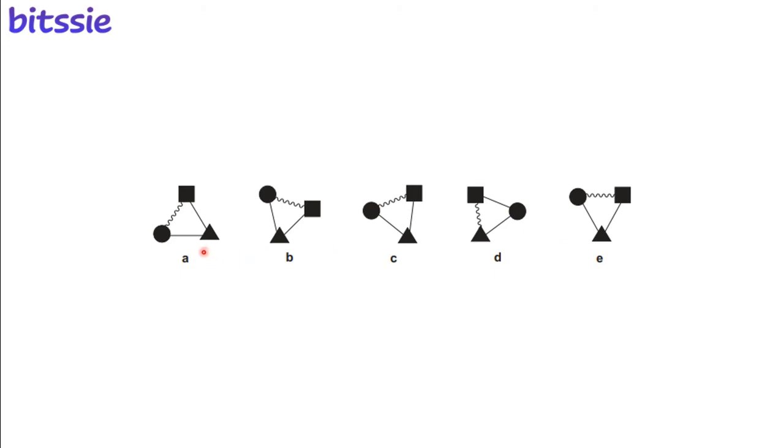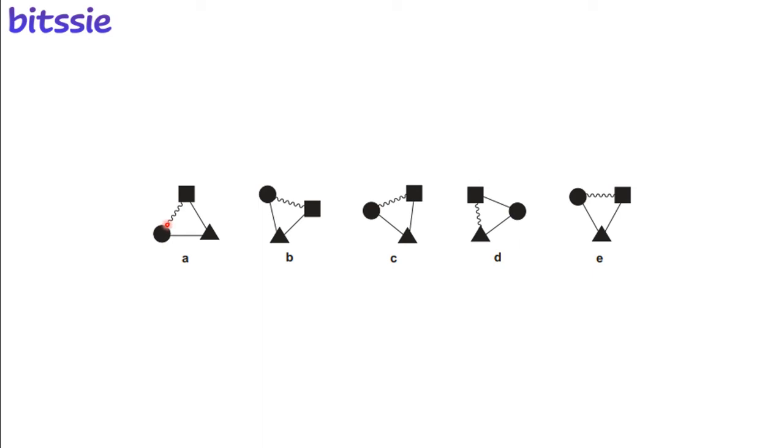Next, let's look at the number of types of lines. In A, we have 2 straight lines and 1 wriggly line. Same goes for B. C also has 2 straight and 1 wriggly. D has 2 straight and 1 wriggly, and E has a wriggly line and 2 straight lines. Therefore, we don't have an odd one out with the number of lines.